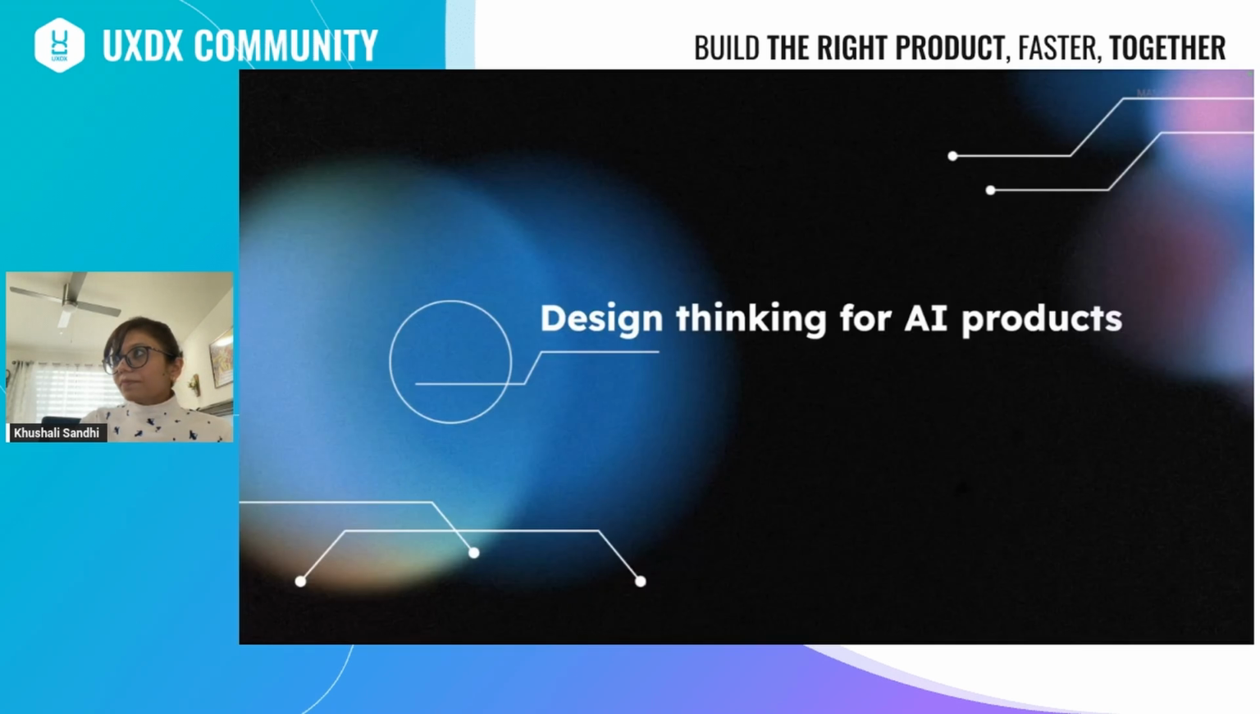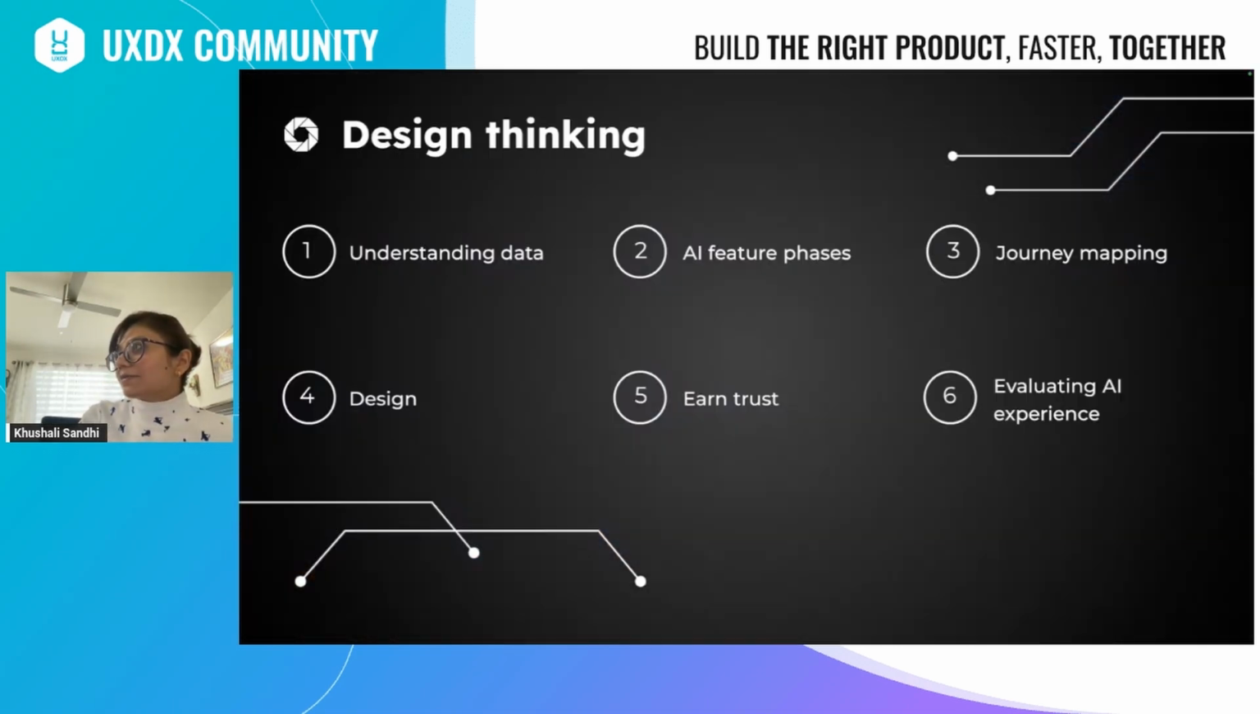Okay, now I want to get into the design thinking for AI products. So we saw what that model looks like. Now I want to talk about some of the examples and the process itself that we can use to design AI products. So I'll be talking about understanding the data. I talked about understanding the system, the data, and the model. This is where I want to go a little deeper to share what it means to understand the data.